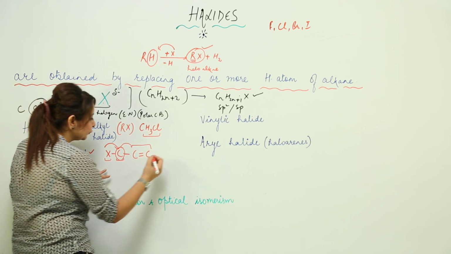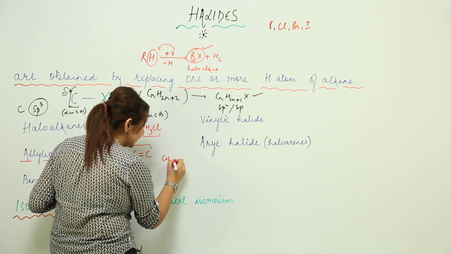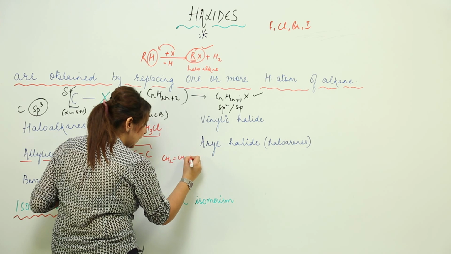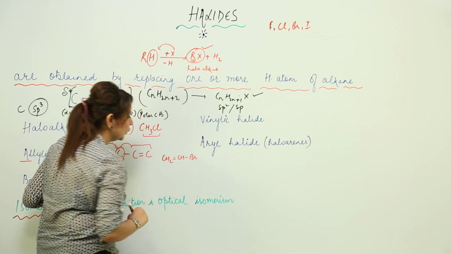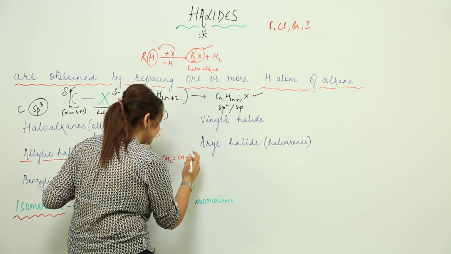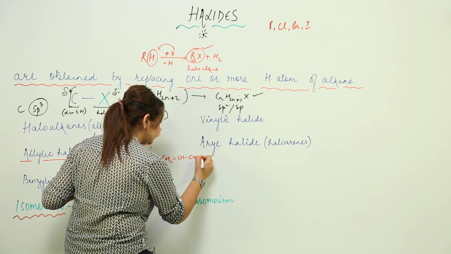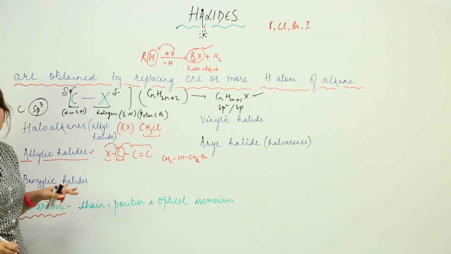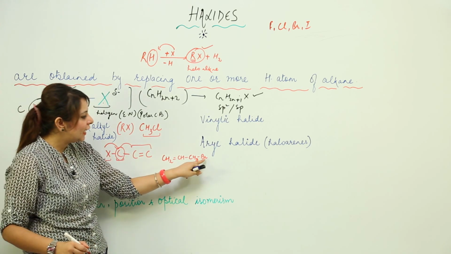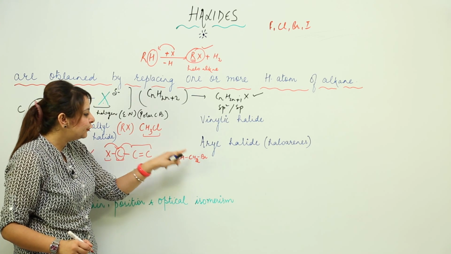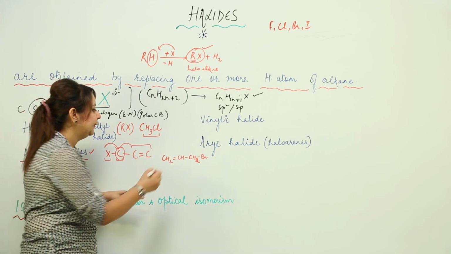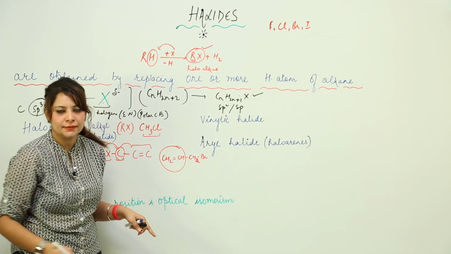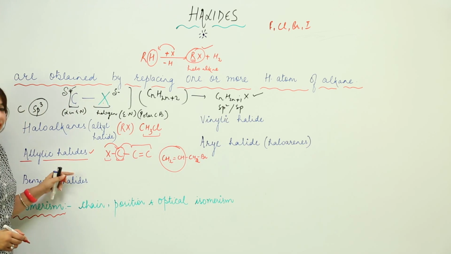For example, let's say CH2=CH-CH2-Br. This is called an allylic halide, in which the halogen is attached to a carbon atom and this carbon atom is further attached to some kind of unsaturated system. So it is called an allylic halide.